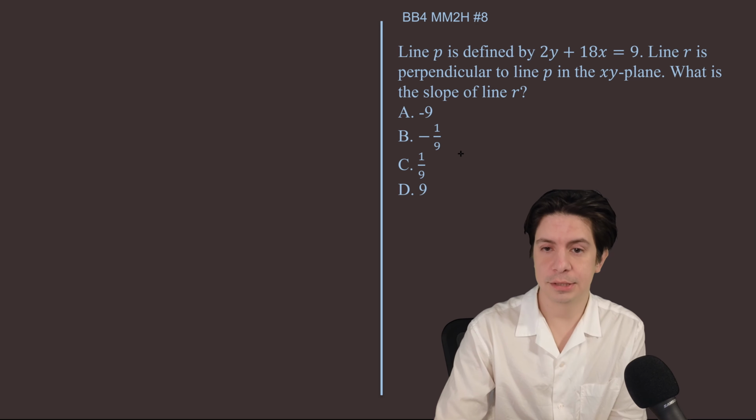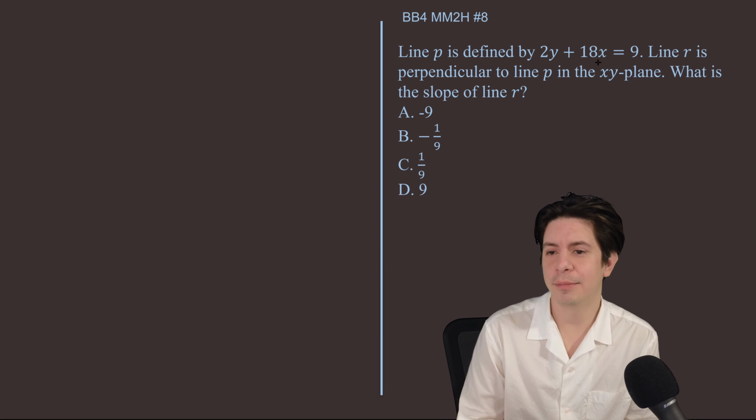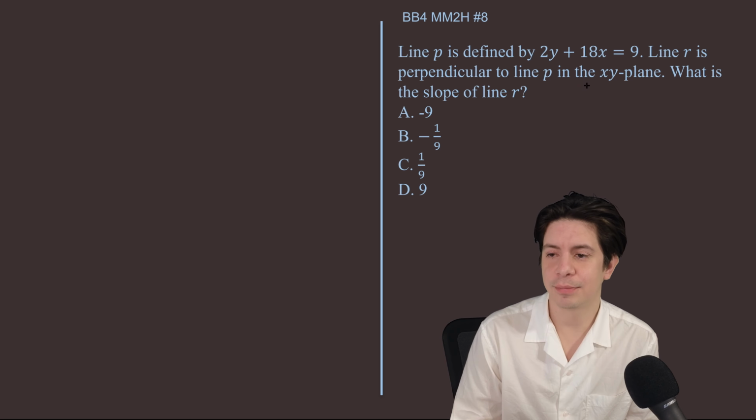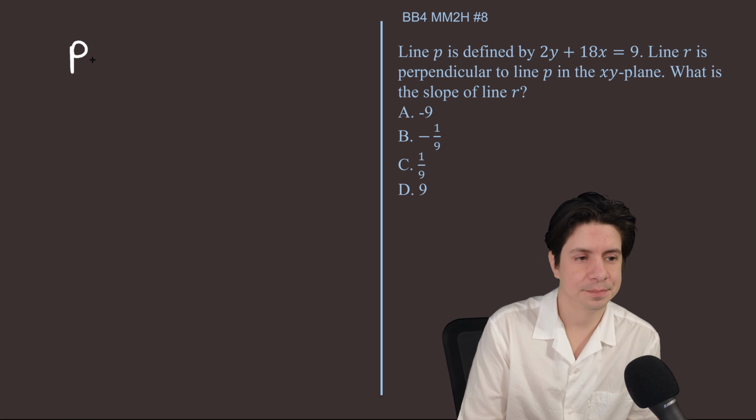So now on this one, line P is defined by 2y plus 18x equals 9. Line R is perpendicular to line P in the xy plane. What is the slope of line R? So perpendicular means negative reciprocal.